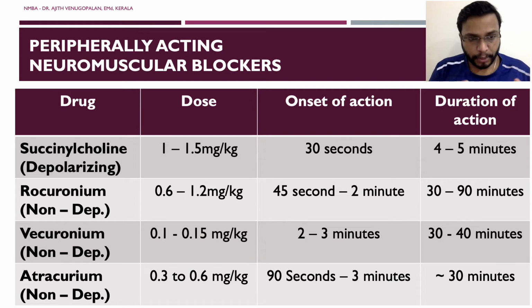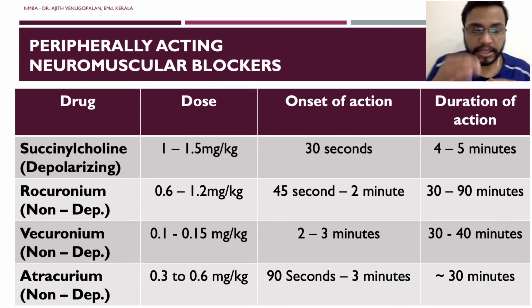When it comes to the non-depolarizing agents like vecuronium, rocuronium, atracurium, the dosing is mainly based on the ED95 of succinylcholine. ED95 is the dose required to achieve the desired effect in 95% of the population. So when compared to the three drugs, vecuronium, rocuronium and atracurium, the drug which I want to discuss more is rocuronium.